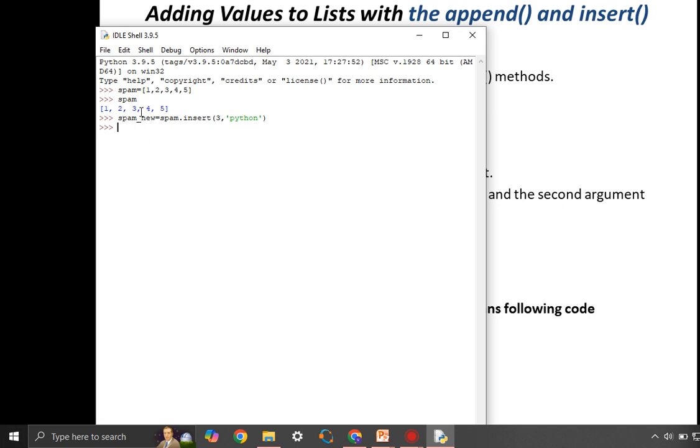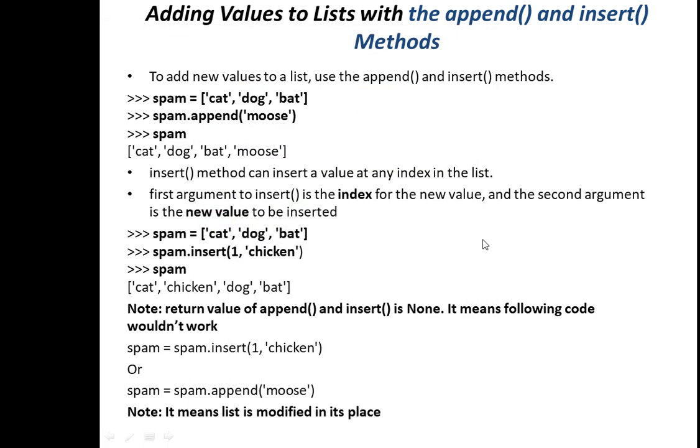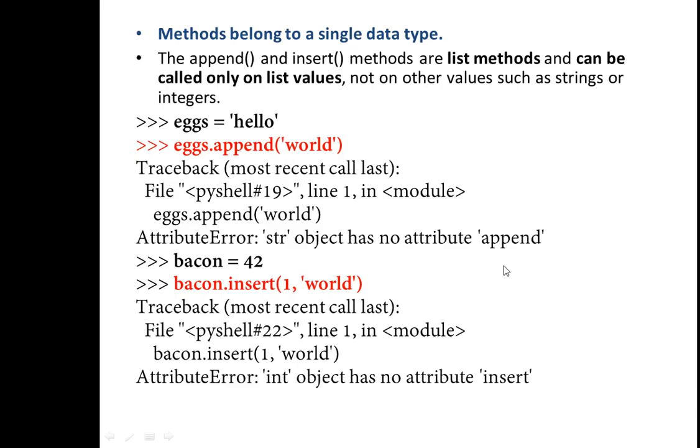So what I have done here is, to this spam list I have inserted a value Python at index 3, and I have assigned the returned value to spam_new. So when I print spam, you can see the value which is inserted into it, because the insert function will modify the list. But if I print spam_new, None will be displayed. So that means this function will return None. Okay, so that's the meaning. Append and insert will return None. They only modify the list in place.